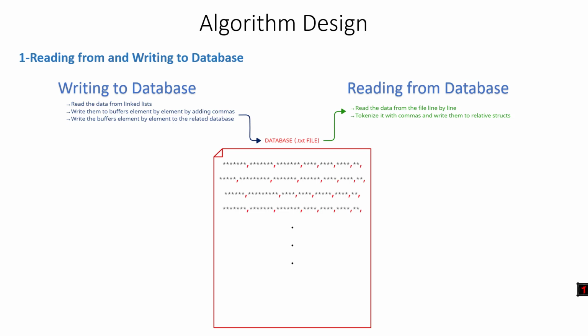In the algorithm design section, the first algorithm that we have used is reading from and writing to the database. When the program starts, it reads the data from text files line by line. After tokenizing them with commas, it writes them to related structs. When we are exiting from the program, it reads the latest data from linked lists and writes them to buffers by adding commas between elements. Finally, it writes the buffer to the database.